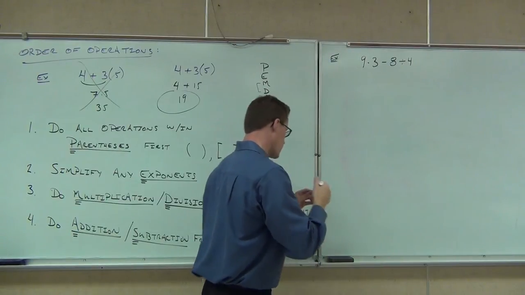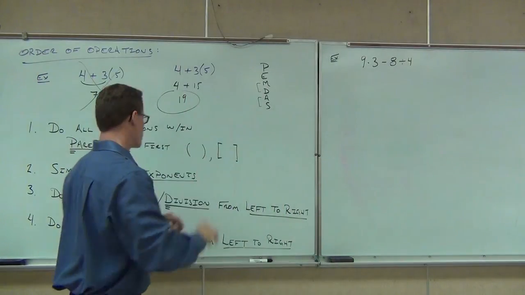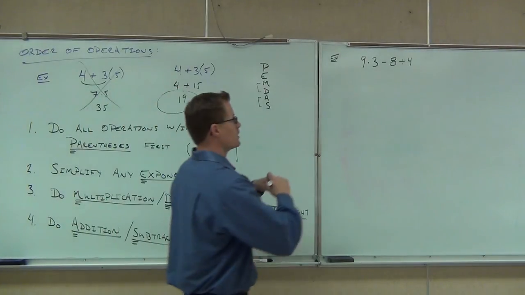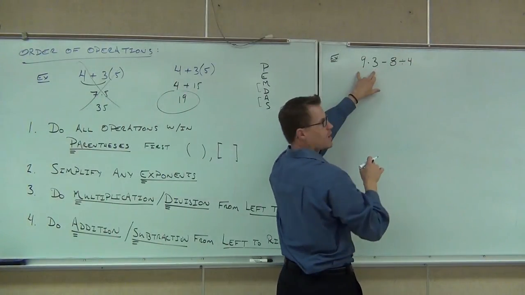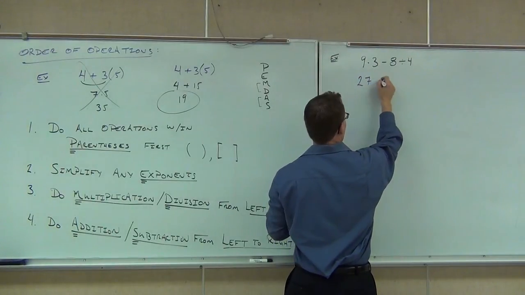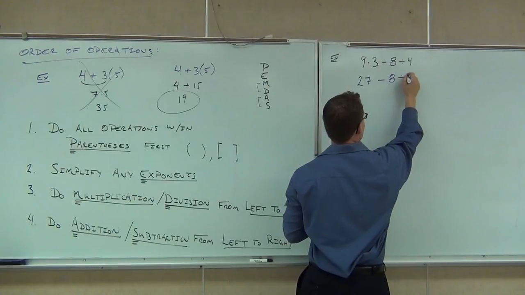So when we do this problem, we go, okay, what comes first from left to right, the multiplication or the division in this case? Multiplication. So we're going to multiply. We're going to say, just ignore the rest of it, do this part. How much is the 9 times 3? And we'll rewrite the rest of our problem.